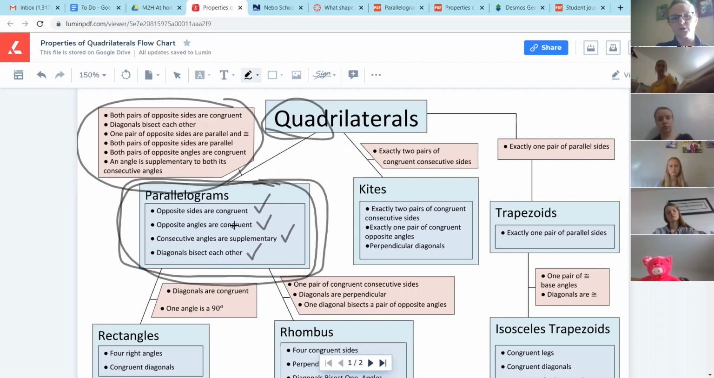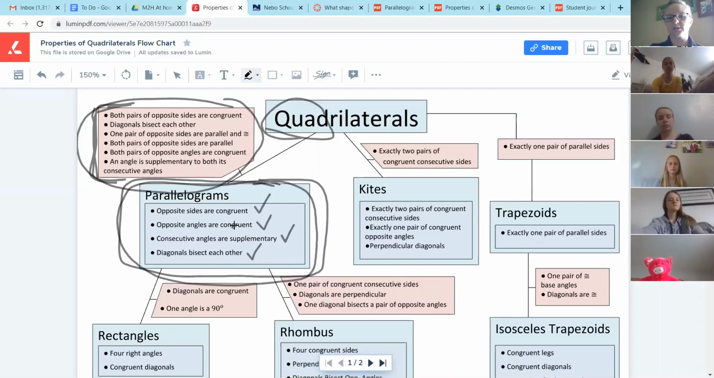Okay, and same with all of these bullets, they're just shortcuts that you can use to for sure determine that something is a parallelogram. On your assignment, you don't really need all of those shortcuts, I guess. More than anything, you're going to be using these ones down here.